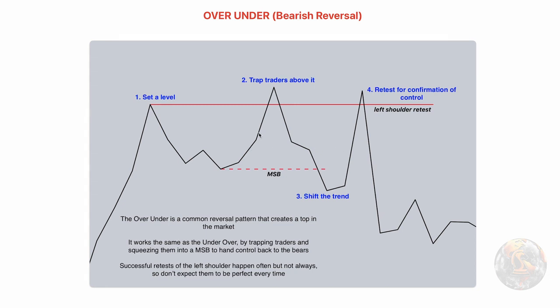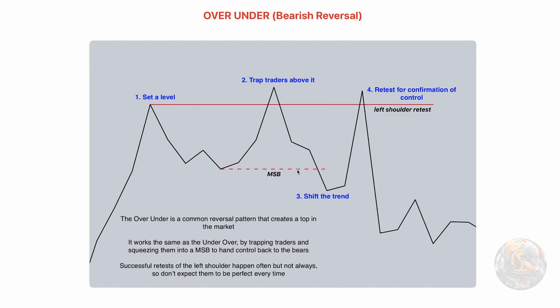Now, let's look at an over under. As the name suggests, it goes over the high, and then it goes under the market structure level to complete a structure break. So again, we set a level, this time a high, we trap traders above it, we shift the trend by breaking below the market structure level and closing, and we retest for confirmation that control has shifted into the hands of the bears. Another left shoulder retest. So this works exactly the same as the under over, and I've just shown you it in the inverse. So exact same principle as tops and bottoms.